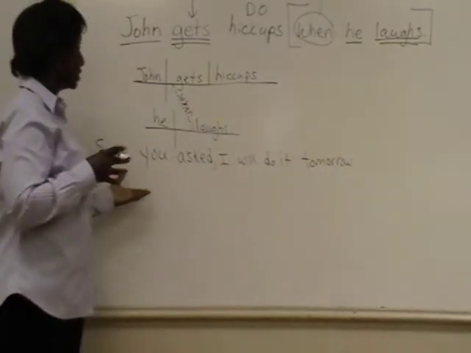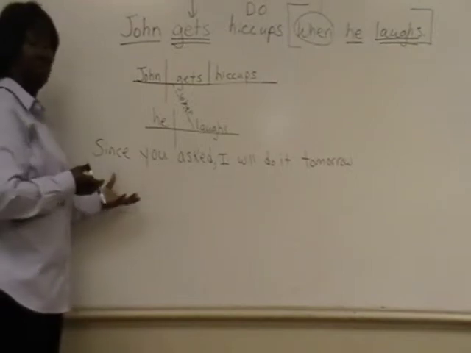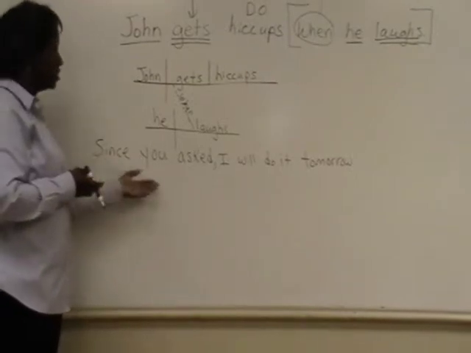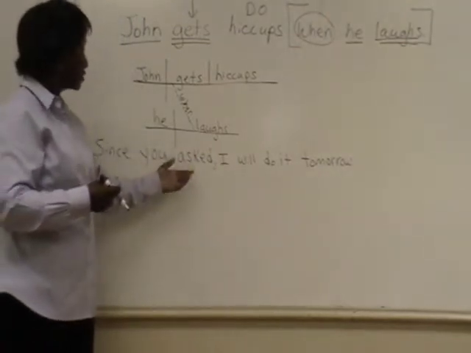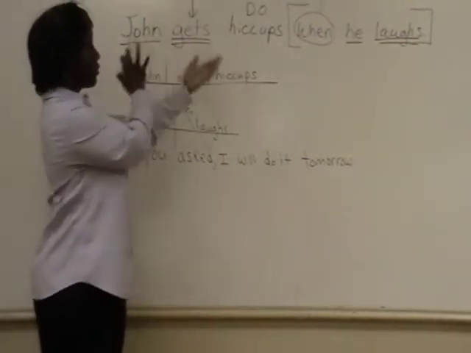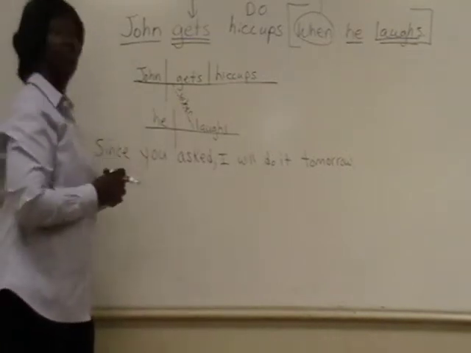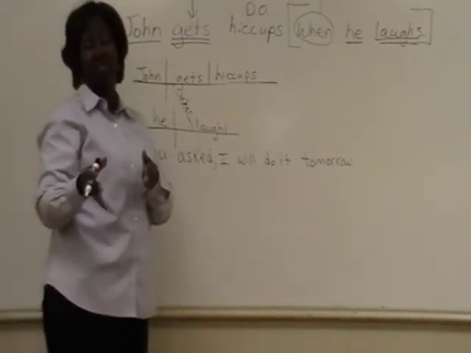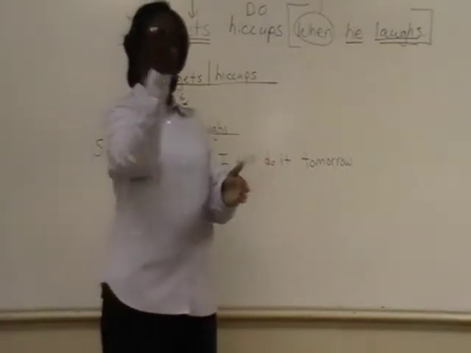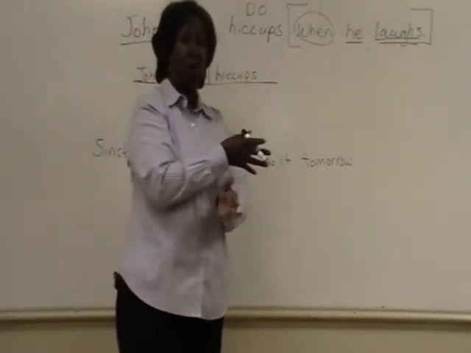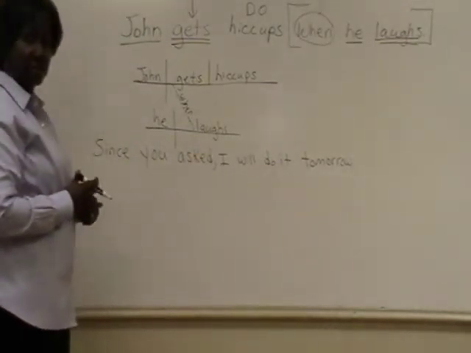But if your subordinate clause, which is your adverb clause, comes in the beginning of your sentence, "Since you asked, I will do it tomorrow," you need to stop and pause there. But if it had been flipped around, "When he laughs, John gets hiccups." So any adverb clause that starts in the beginning of the sentence, put a comma before you go to your independent clause. If the adverb clause comes at the end of the sentence, no comma. All right?